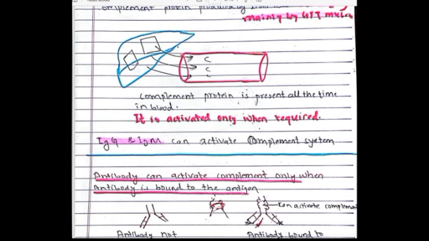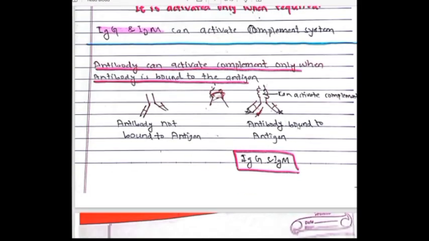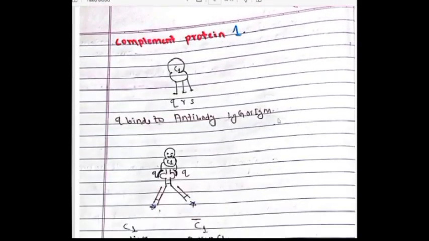IgG and IgM can activate the complement system by the classical pathway. We can remember this as GM makes classic car. I will tell you later. An antibody can activate complement only when it is bound to the antigen. Antibody not bound to antigen cannot activate complement, but antibody bound to antigen can. Only IgG and IgM can activate complement by the classical pathway.